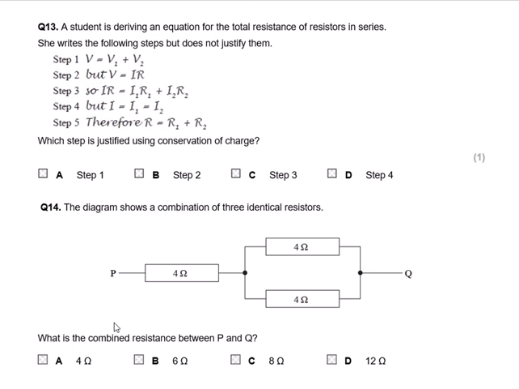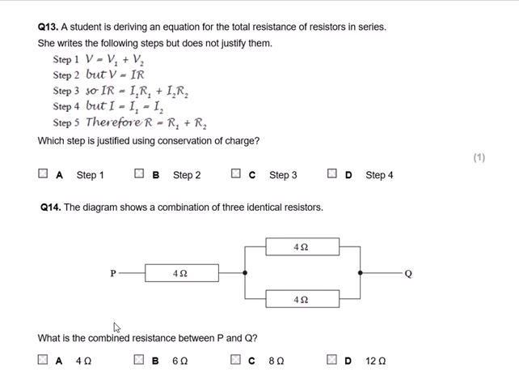Okay, so the first question is a derivation for the resistors in series equation. She writes the steps but doesn't justify them. Which one is justified using the conservation of charge? Well, if we think about charge, we're thinking about current, because current is charge per time, so it's going to be step 4. Just as a note, step 1, V equals V1 plus V2, that's going to be the conservation of energy.